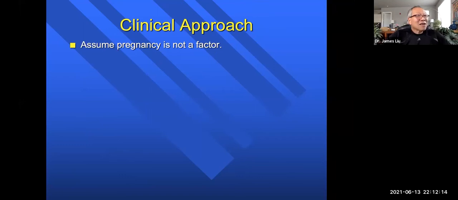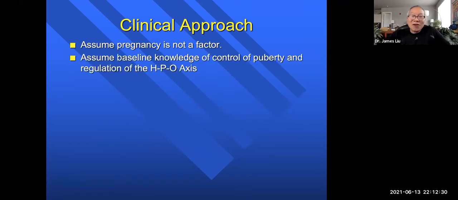So in this approach, I'm going to assume that all of you have done a pregnancy test in a patient with reproductive potential and she is not pregnant. Okay, so this is the basis for our discussion. I'll assume that all of you have some baseline knowledge of the control of puberty and the neuroendocrine regulation of the hypothalamic pituitary ovarian axis.